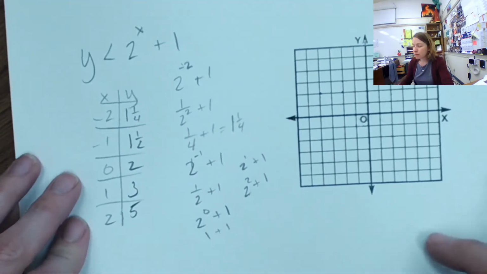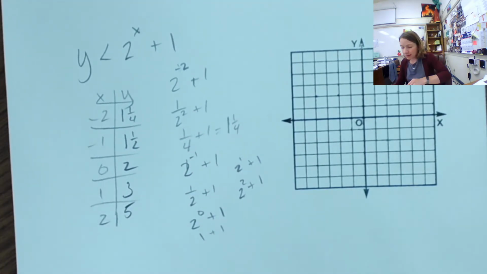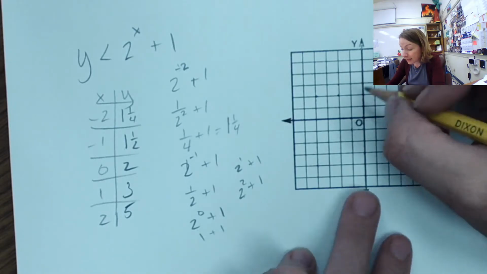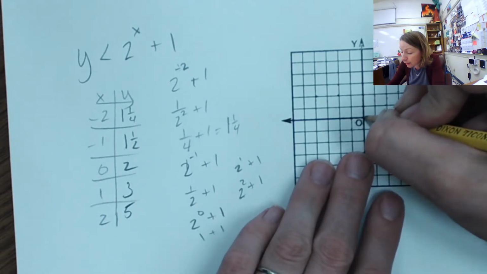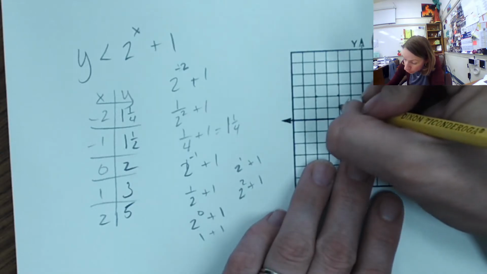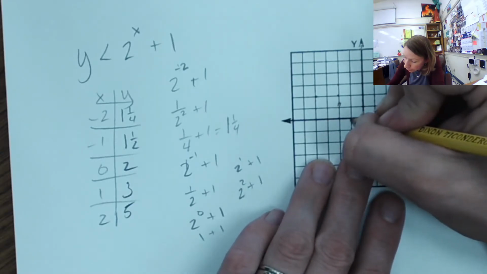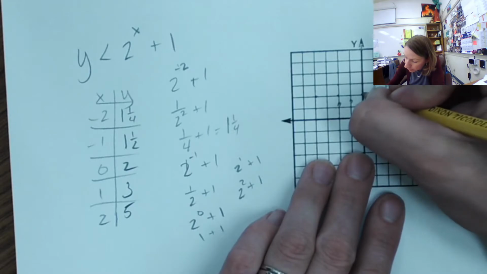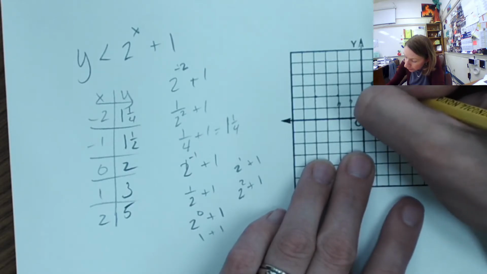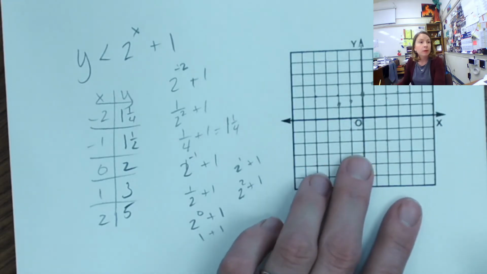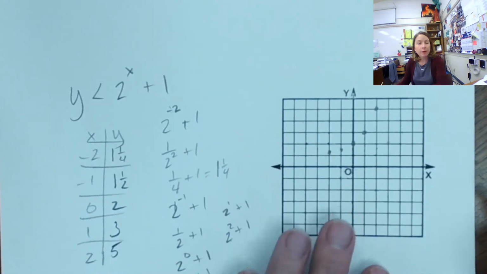So I can just make my table real quick. Doesn't have to be anything fancy. So I'm just going to plug these in now. So I've got at -2, I'm up here at 1 1/4. At -1, I'm here at 1 1/2. Then I'm here at 2, and then 3, and then 5, right? Oops, sorry, you couldn't see that very well.